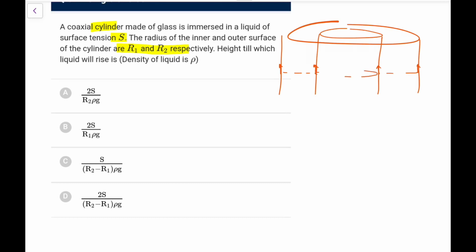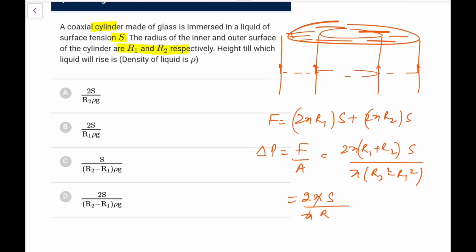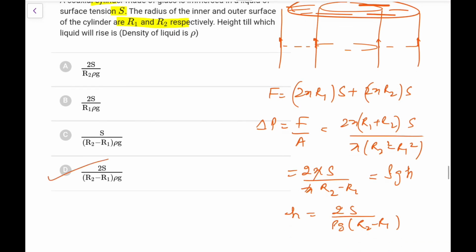So the force acting on this part would be 2 pi r1 into S, and on the other part would be 2 pi r2 into S. So the pressure difference created would be force upon area, and the effective area, if we take this in between, would be 2 pi (r1 plus r2) into S, and area would be pi (r2 square minus r1 square). So this pressure change would be 2 pi S upon pi into (r2 minus r1), and this would be balanced by rho g h. So h would be 2S upon rho g (r2 minus r1). So go by option D in this particular case. You could directly go for this.